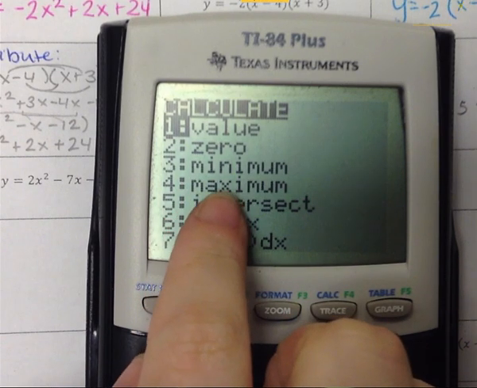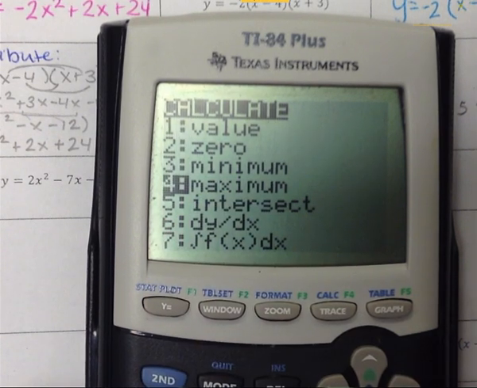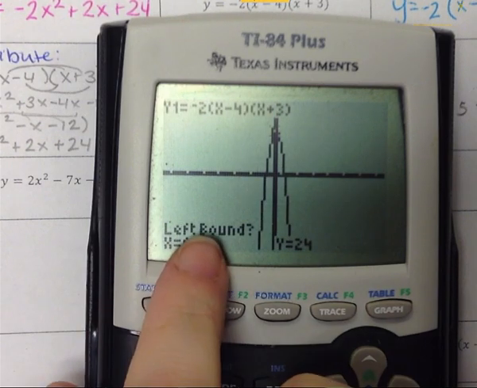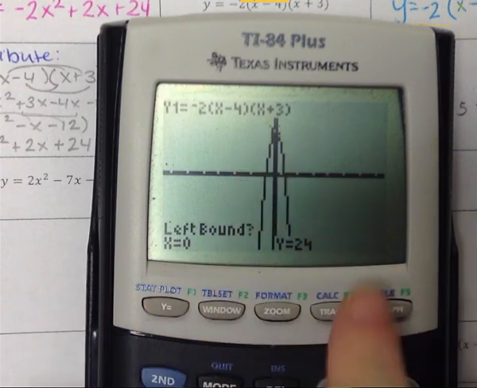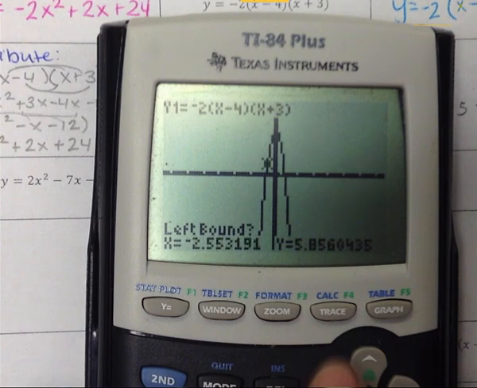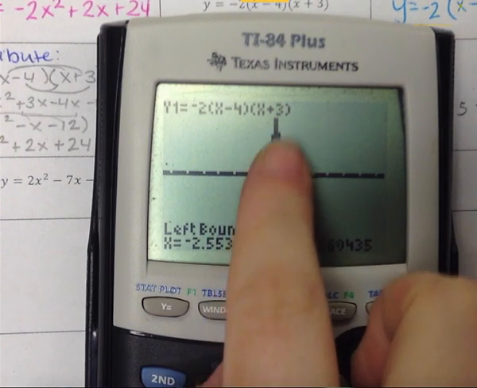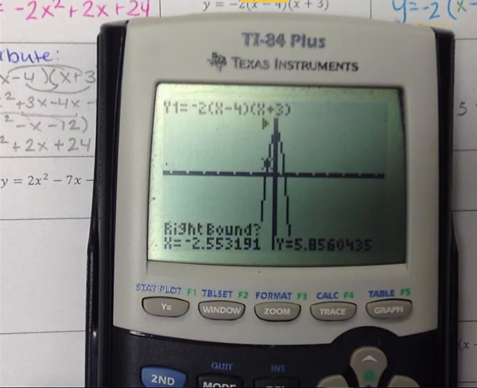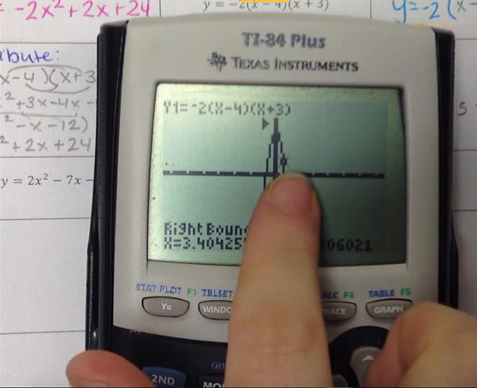This was a maximum, so I'm going to go down to maximum. It says go left bound. I want to go to the left of my vertex. I'm going to press the left arrow key, and this is definitely on the left side of that vertex, so I'm going to press enter. Now it tells me to go right bound, so I'm going to press the right arrow key until I'm on the right side of the vertex. I'm on the right hand side.